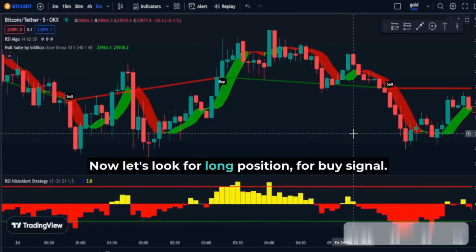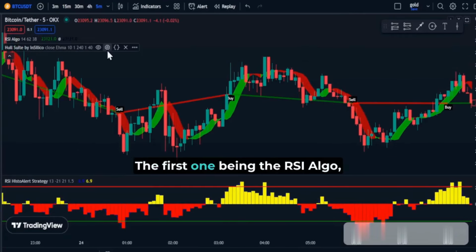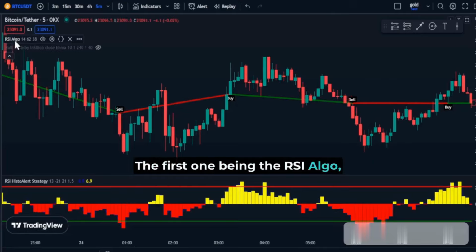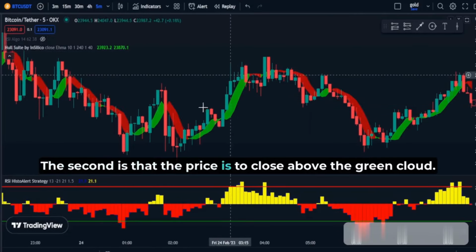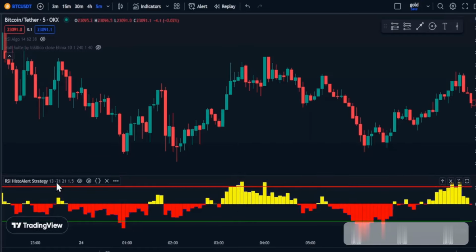Now, let's look for long position. For buy signal, there are 3 rules to follow. The first one being the RSI algo, it needs to show a buy signal. The second is that the price needs to close above the green cloud. Thirdly, the RSI histogram, it needs to close above 21 or near 21.